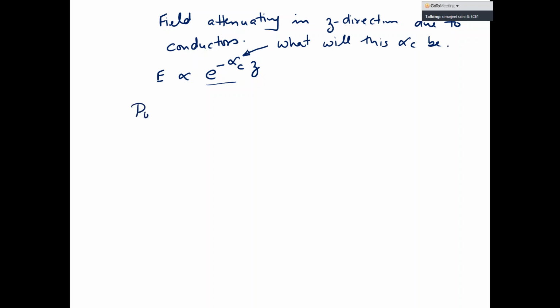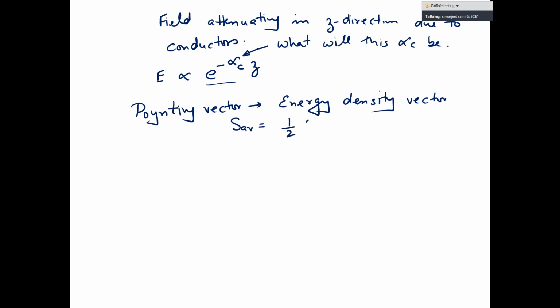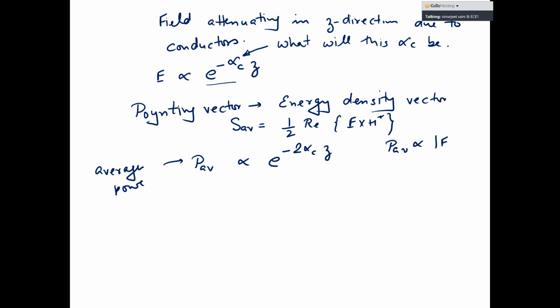Remember again from last year or last term, the Poynting vector, which is the energy density vector. Poynting vector S average is given by half of real of E cross H star. So if the electric field E and H are related by the wave impedance theta, and E is decaying by alpha C, the average power would decay by twice alpha C z. You remember, average power would be proportional to magnitude of E square.